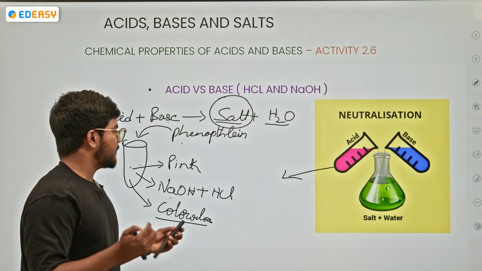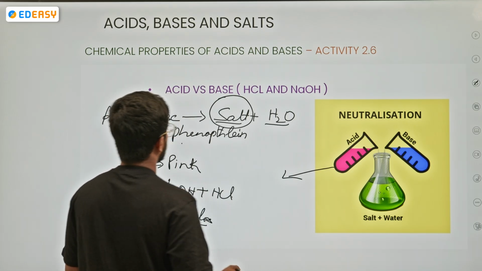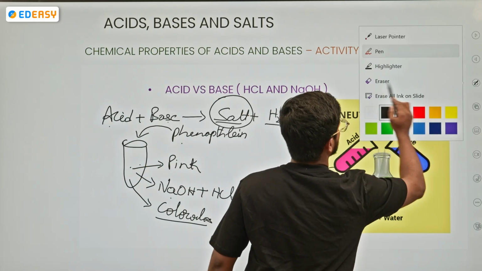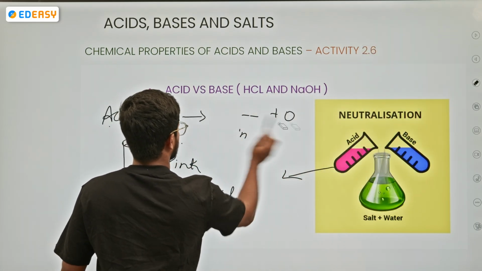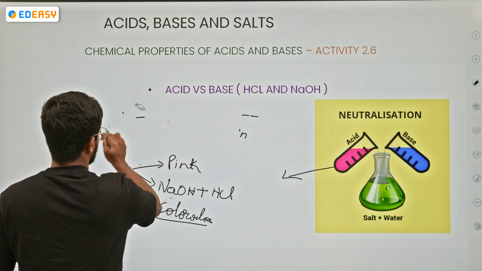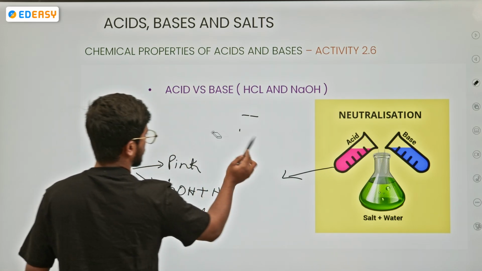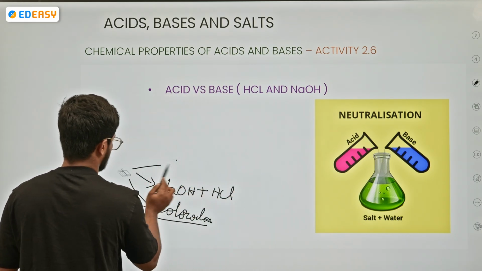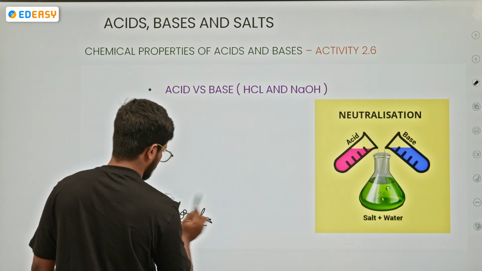So let me give an example of the acid and base reaction. Give me one example of an acid and base that, on reacting, gives salt and water.